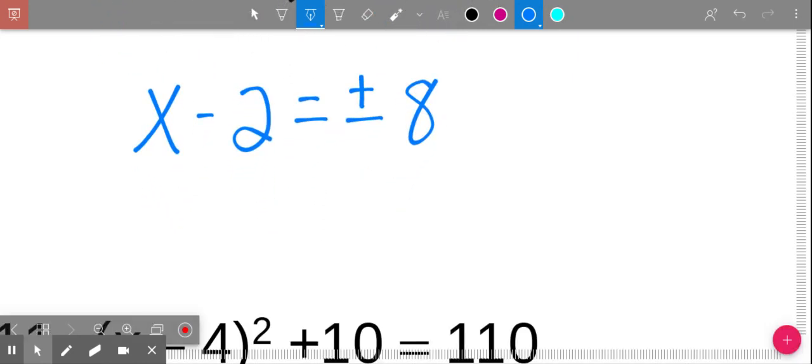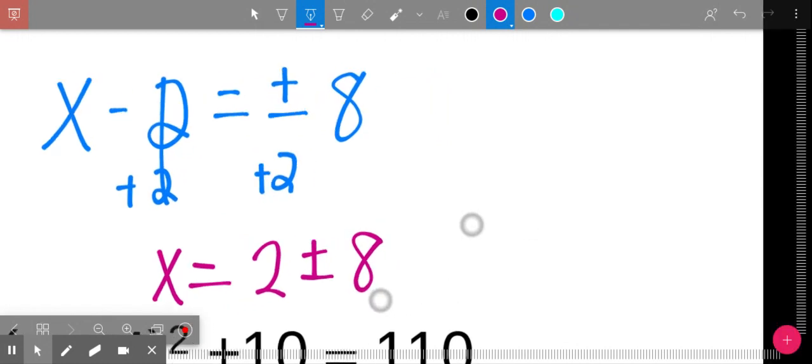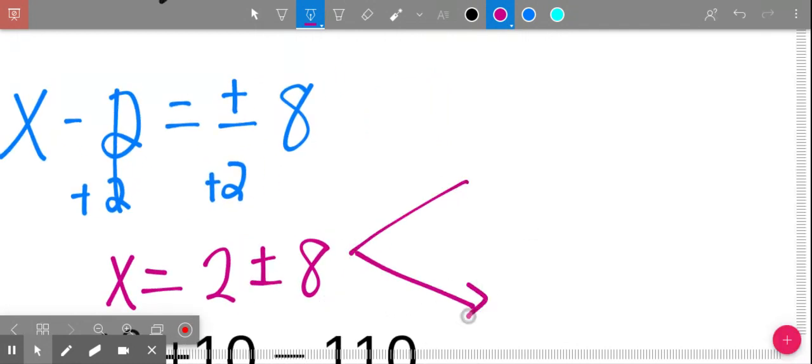Okay, so now I got to get rid of that minus 2. So we're going to add the 2 over. That's going to cancel, and this is where we cannot combine them. Okay, so we have to write it as 2 plus or minus 8, because this 8 represents 2 different numbers. So that's why we got to keep them separate. And then we can break them apart.